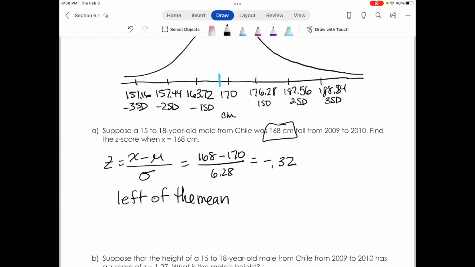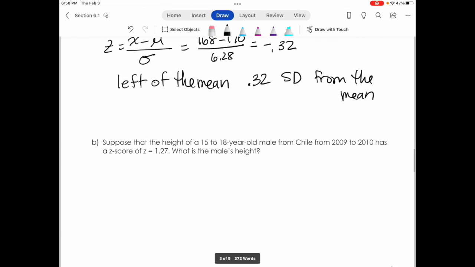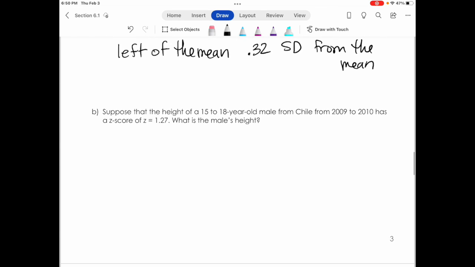And the 0.32 means that it's 0.32 standard deviations from the mean. Okay, let's look at part B. Part B says, suppose that the height of a 15 to 18-year-old male has a z-score of 1.27. What is the male's height?